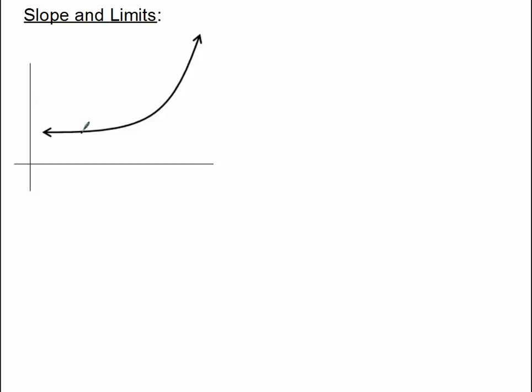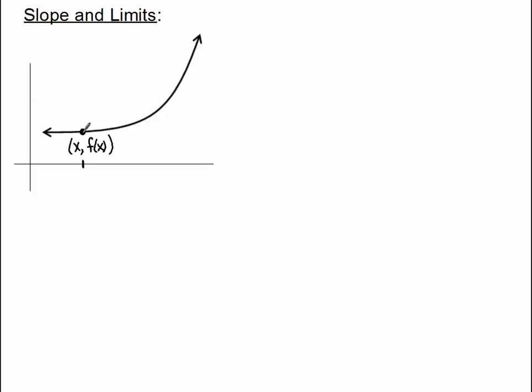So let's pick a point on this curve. I'll just pick this point right here, and I'll call this ordered pair x, and then I'll call the y-coordinate f of x, since that's what a y-coordinate is. Whatever x is, f of x would be the point on the curve. I'd like to find the slope of the tangent line through this point.